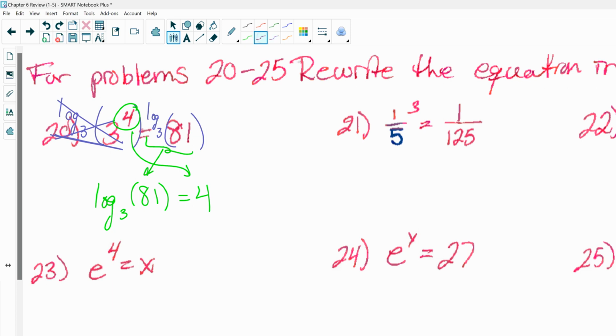How about the next one? Log base 1/5 of 1 over 125 is 3.